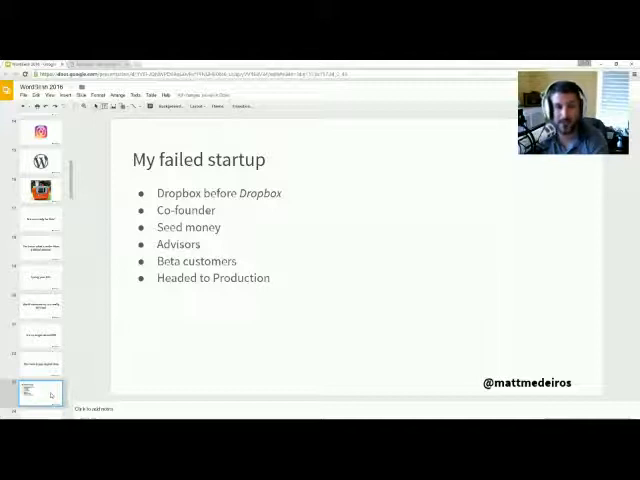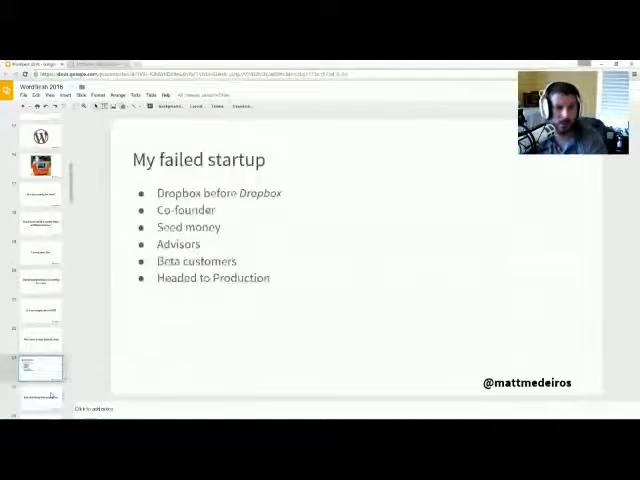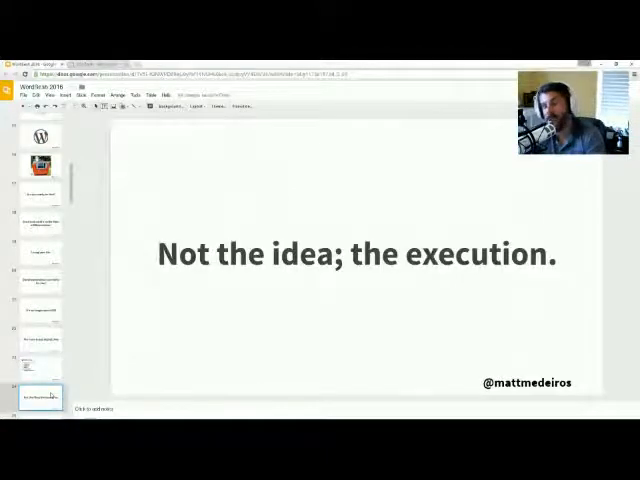We got some seed money, about $20,000 worth. We had an advisory board, so we had people who were advising us on how to start this up, including our seed investors. We had beta customers, and we were bringing this into businesses, and they were installing it, syncing files, rolling stuff out, and we were headed into production. That is until, of course, it all came crashing down on us, and my co-founder sort of flaked out.